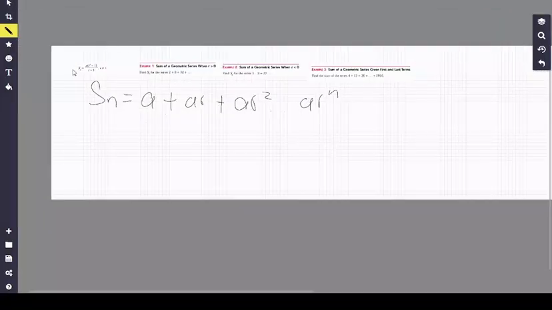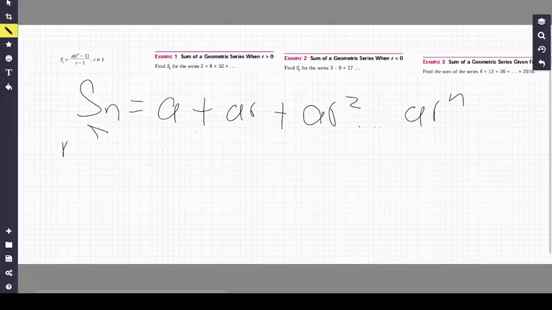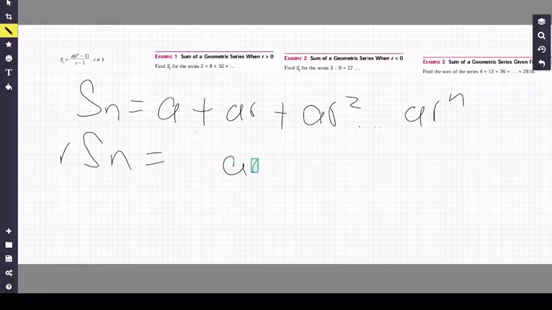So how do we want to derive this formula? Well, in the arithmetic one we flipped it and added another copy. Could we do something similar here? Not really, but we could multiply something so that we can subtract instead. If we multiply the left side by r, we now get ar plus ar squared, all the way to ar^(n+1).